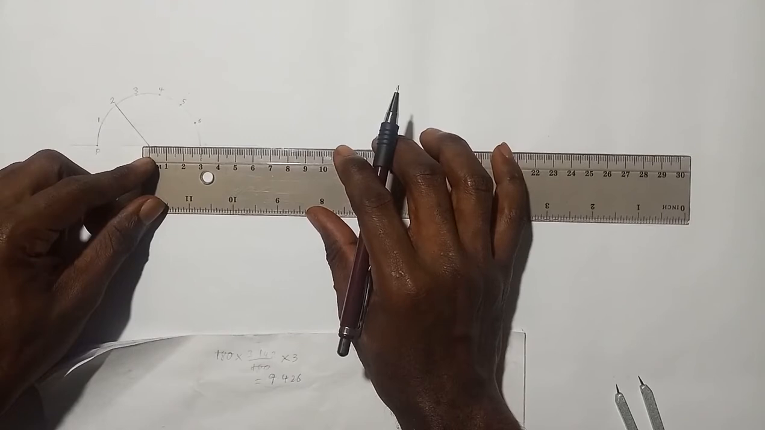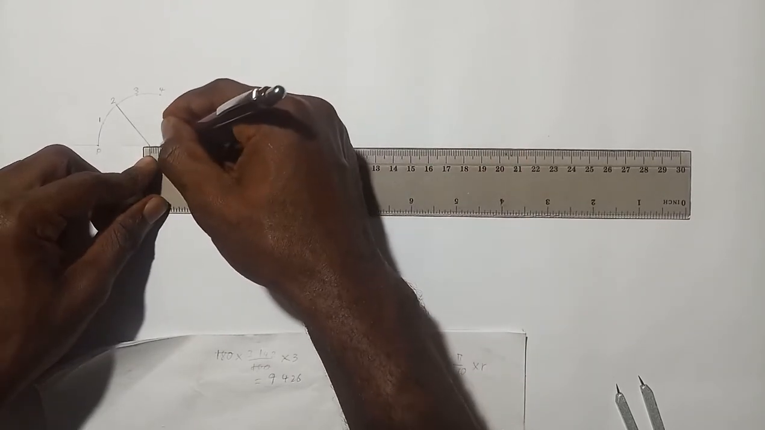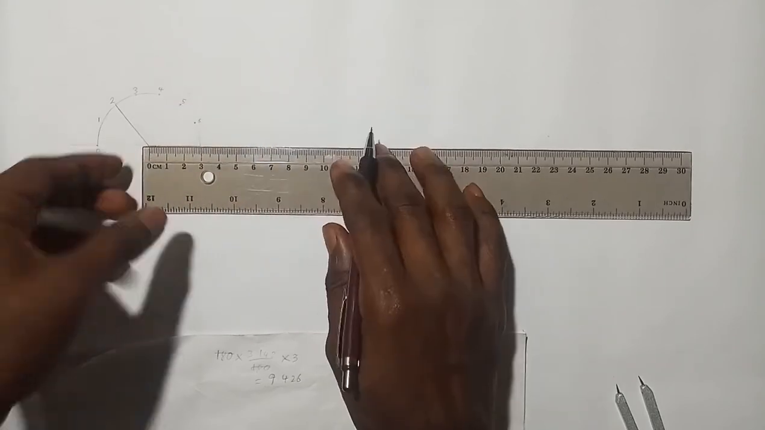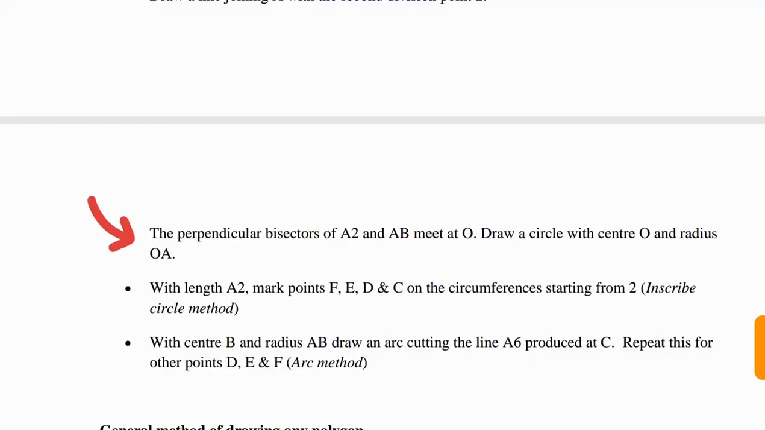Let us outline our A to B as well, because those are the two most important lines we need here. Instruction 4 says a perpendicular bisector of A2 and AB meets at O. Means the bisectors are going to meet at a common point. Call it the point of intersection. Now draw a circle with center O and radius AO.